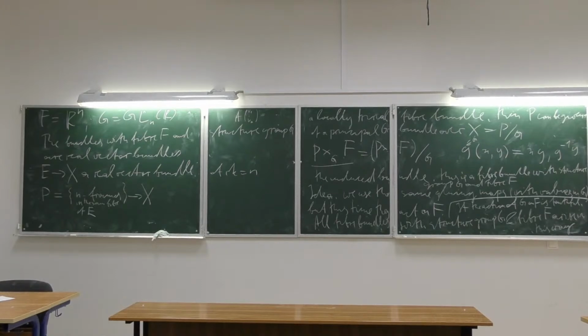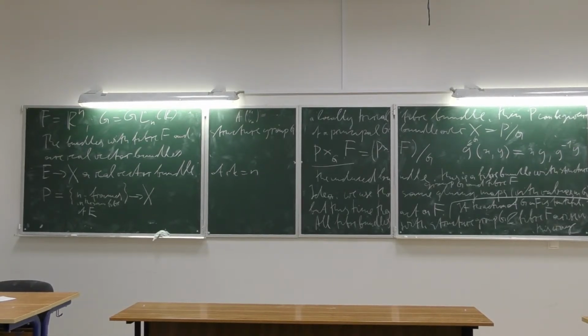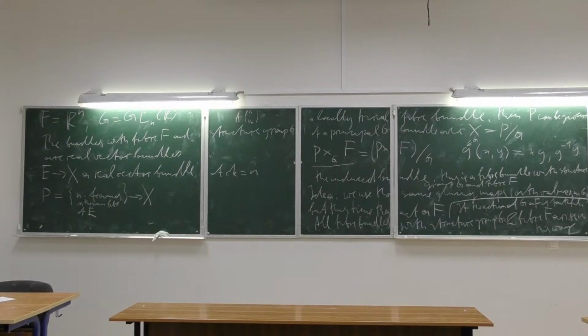So if we have sections, then we have frames. Identify it with automorphisms. Yes, but it rarely happens. If we have a section, it rarely happens, because if there is just one section of a principal bundle, then the bundle itself is trivial.